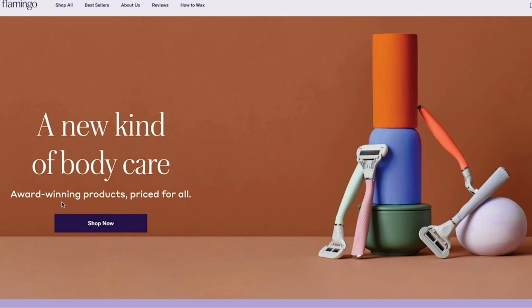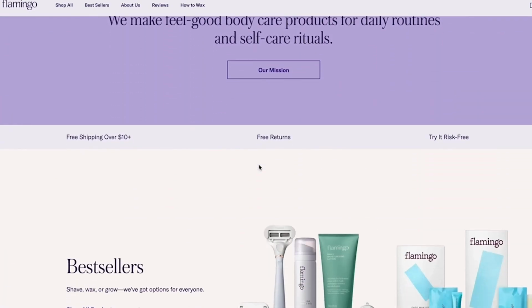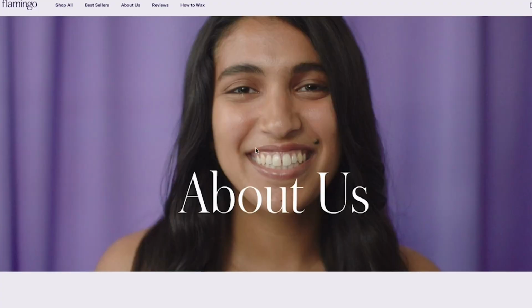products priced for all. So having award-winning on there really taps into Sarah's need to not waste money. When she sees, hey, award-winning, that means that obviously this company has done good enough to win awards and that people like it enough to continue to shop there. All right, as we scroll down, we see we make feel-good body care products for daily routines and self-care rituals. So self-care right there. Our mission, let's look at that.